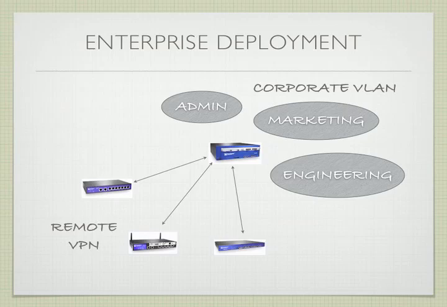This is how a typical enterprise deployment might look, where you would have remote IPsec VPN to remote offices, to a larger corporate device, either the NS or larger SSG series with multiple VLANs or perhaps even multiple vSYSs at the corporate headquarters or data center, connecting them together. So this is the typical enterprise environment.